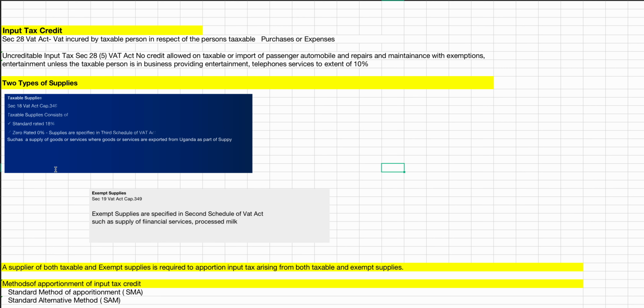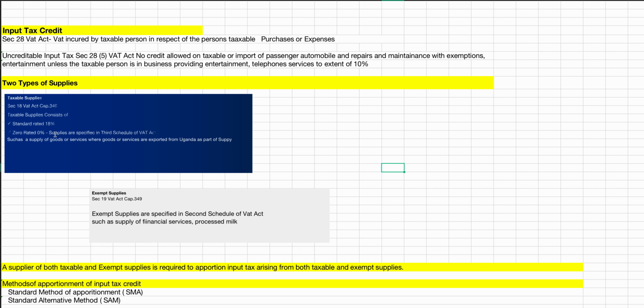As I said, we have two types of supplies. We have the taxable supplies, that is section 18 of the VAT Act of Uganda. Under taxable supplies, we have the standard rated, which is the 18%, and the zero rated. And then under exempt, which is the other type of supply, section 19 of the VAT Act, we have what we call the exempt supplies, which are specified in the second schedule of the VAT Act. In case you want some examples, such as the supply of financial services, processed milk, among others, you can check out the second schedule of the VAT Act.